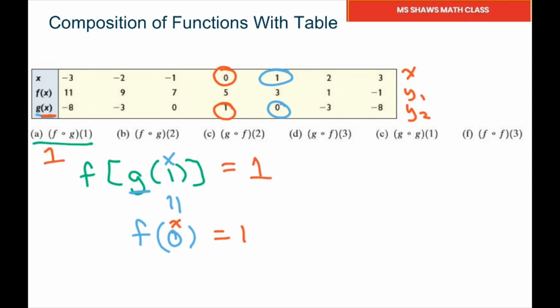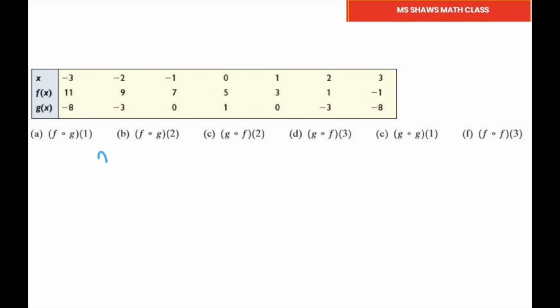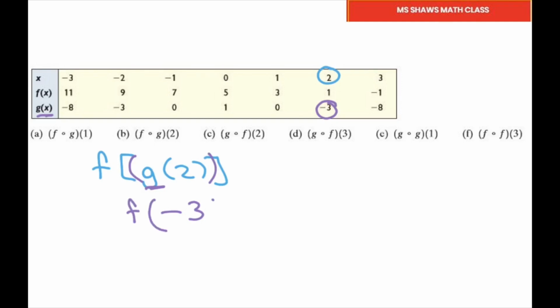Okay, the next one is b. So we have f of g of 2. So go to 2 on the x value, and we want g. So g of 2, we're just doing the inner function here. g of 2 is negative 3. Now do f of negative 3. So this is your x again, so go back to x. And now we want the f of that, and that's actually your y value. So that equals 11. So the whole answer to this one is 11.